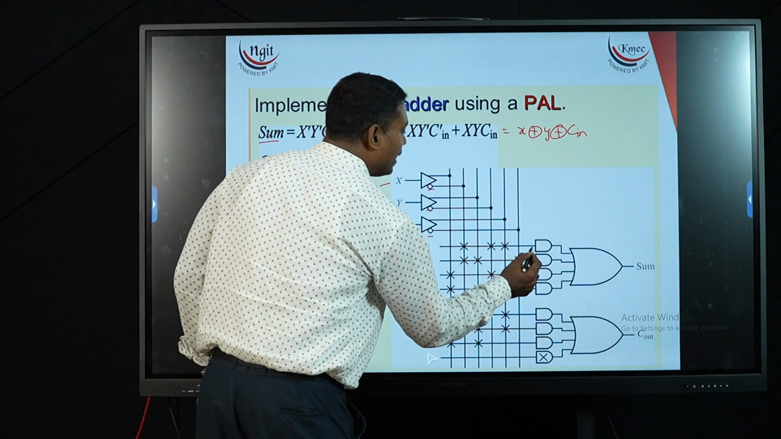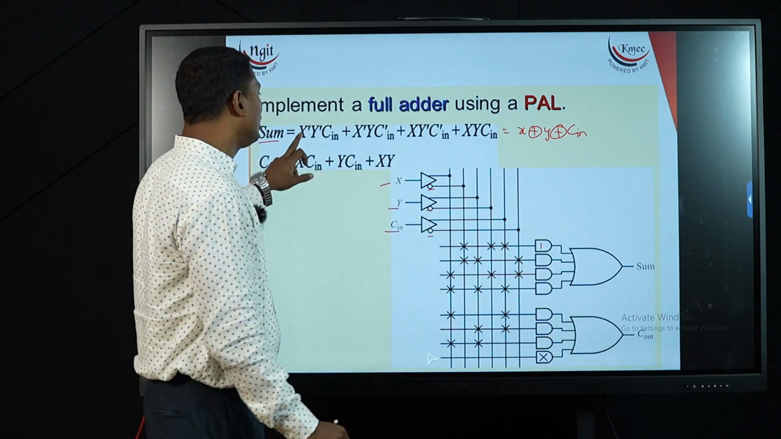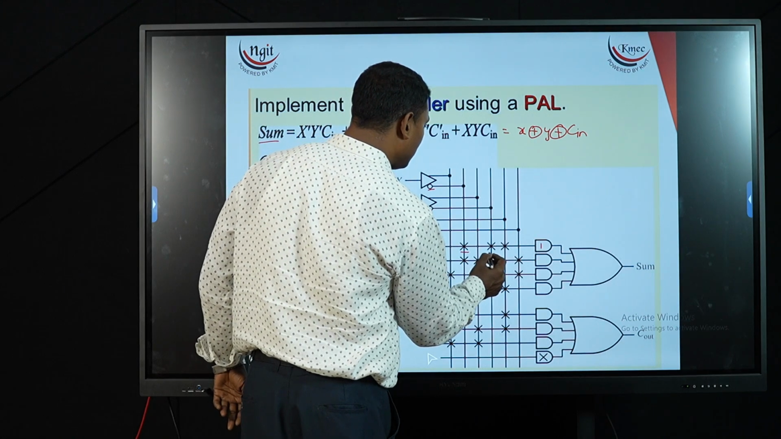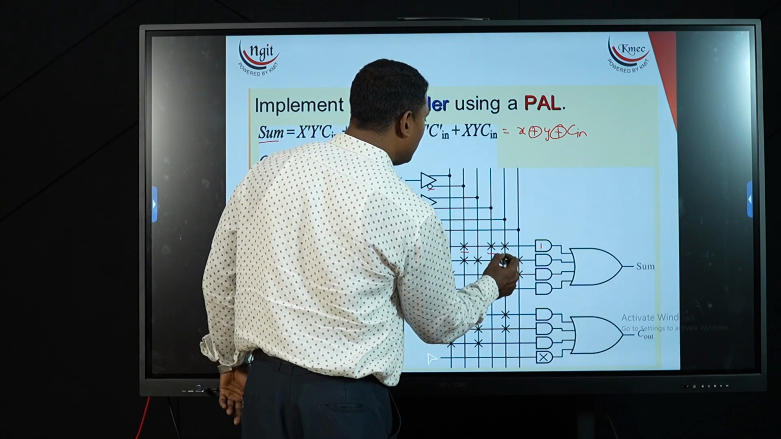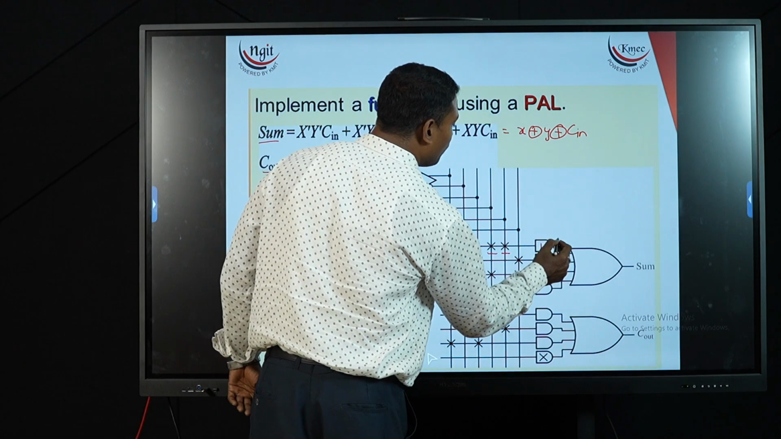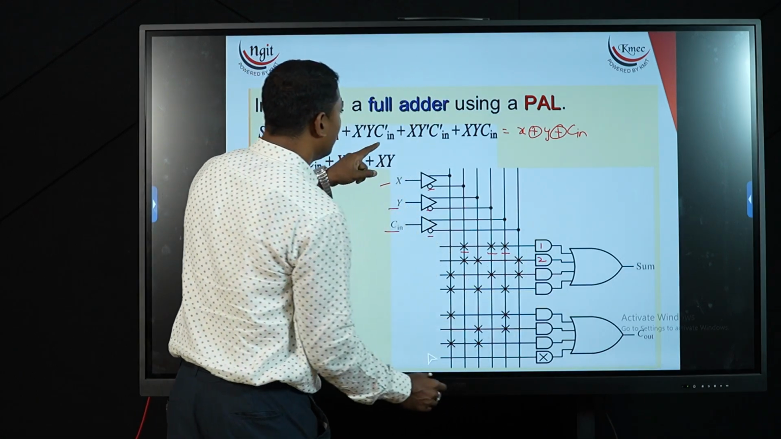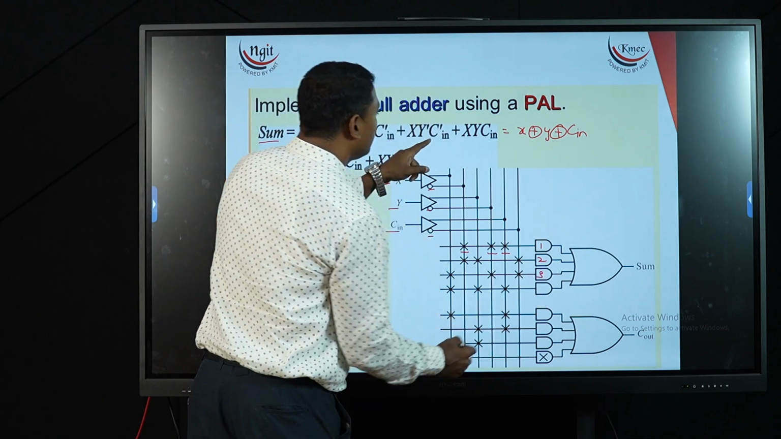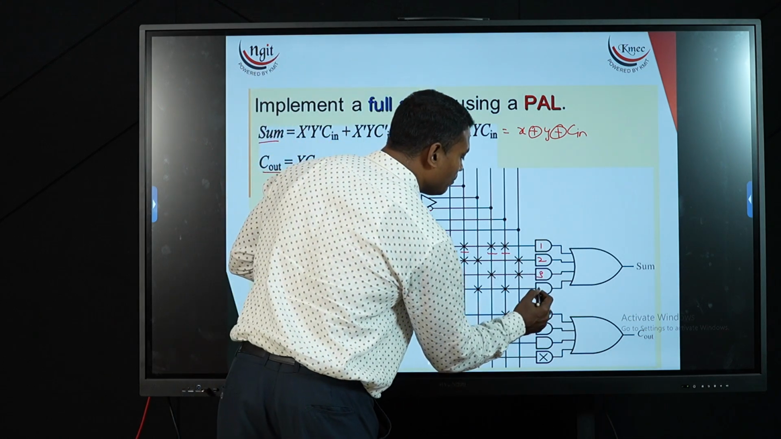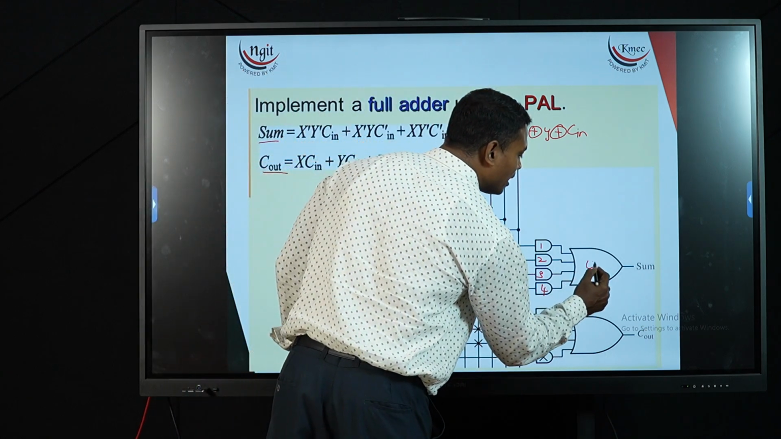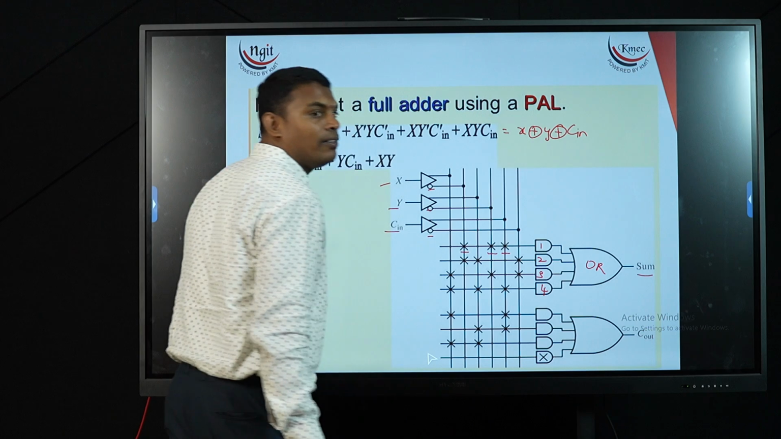Now this first AND gate is going to represent x dash, y dash and c. So you can see clearly this is x dash, this is y dash and this is c. So this is giving my first product term. Second product term is given by this second gate. Third product term is given by this. Next, the last product term is given by the fourth gate. Now when I am combining all these expressions using an OR gate, I am getting my sum value as my output.